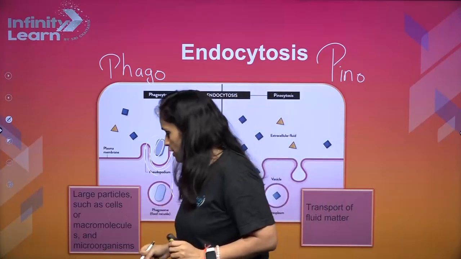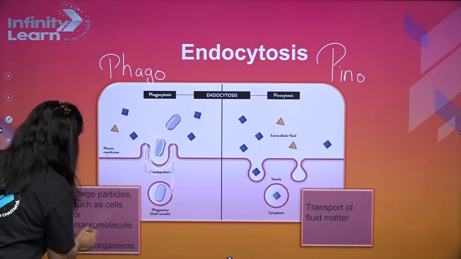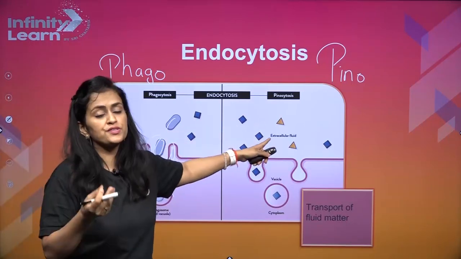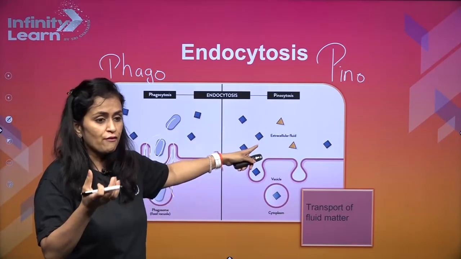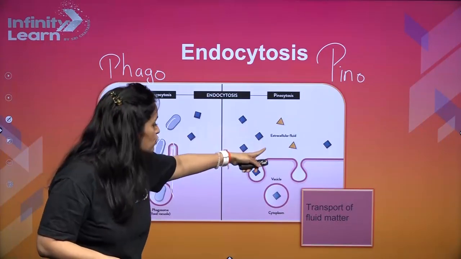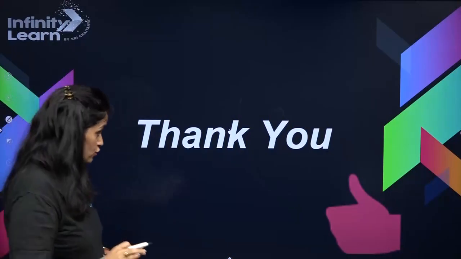So large particles like cells, microscopic molecules and microorganisms. On the other hand, pinocytosis is for the fluid material. If you have to take a fluid material which is in bulk amount, then it is pinocytosis. Simple, right? So that's all for today.